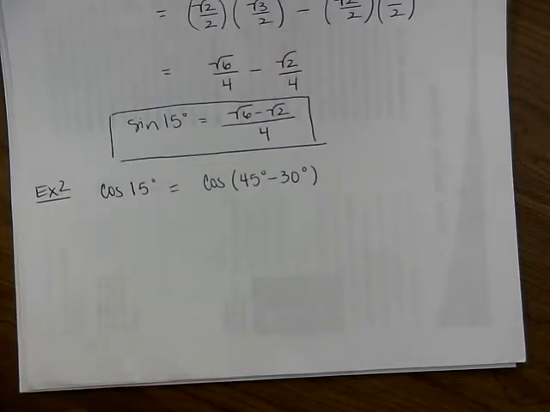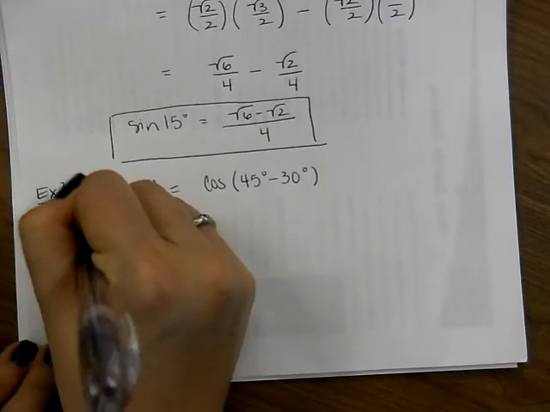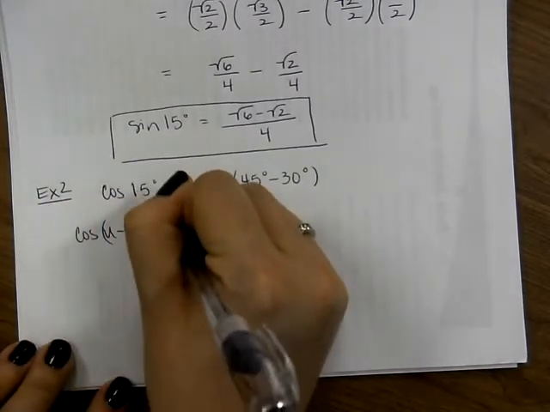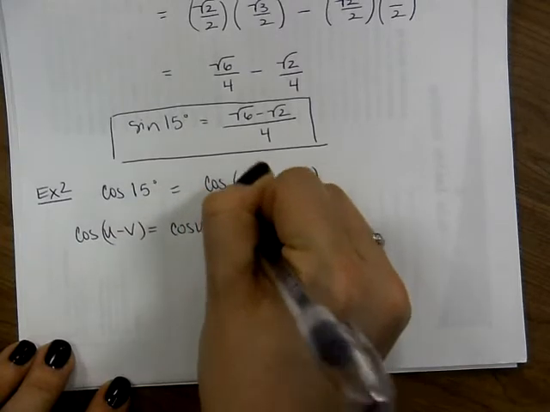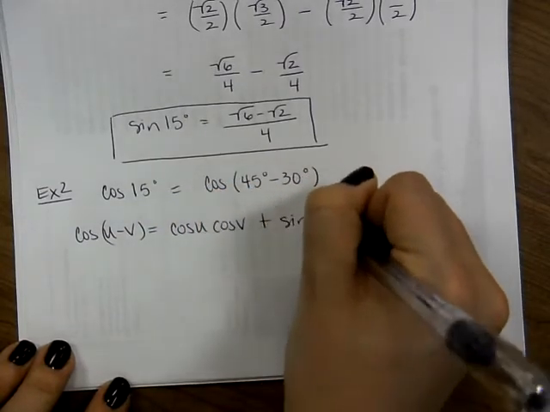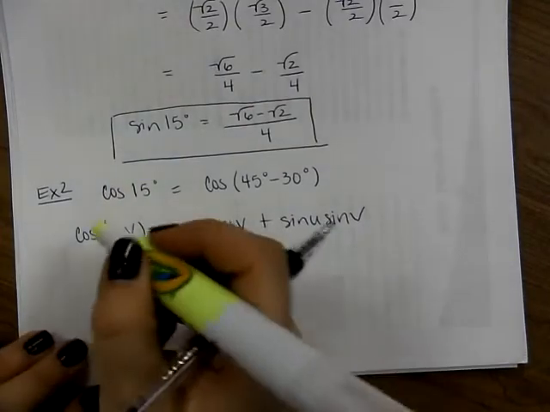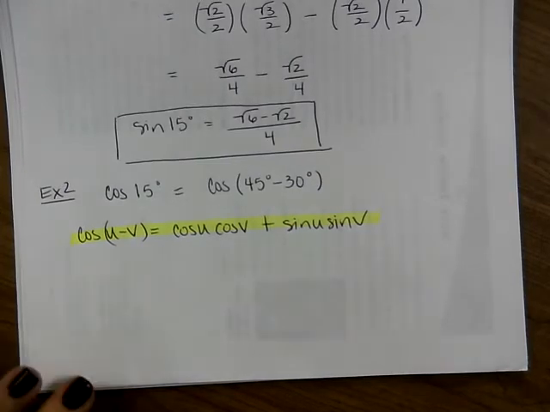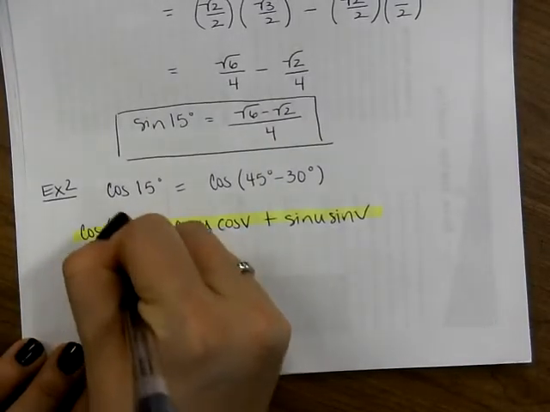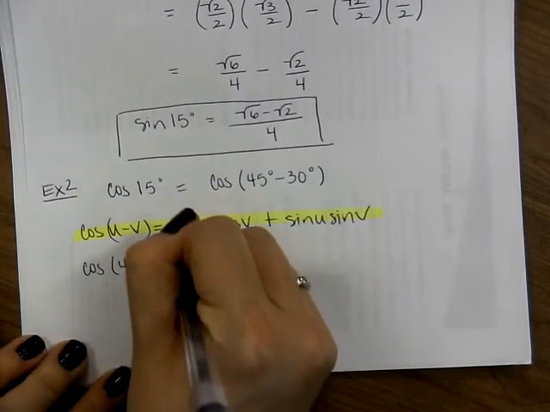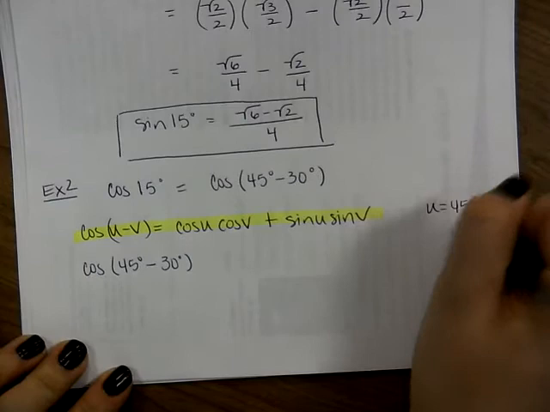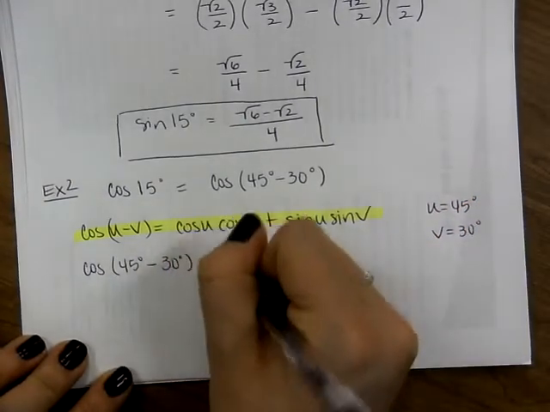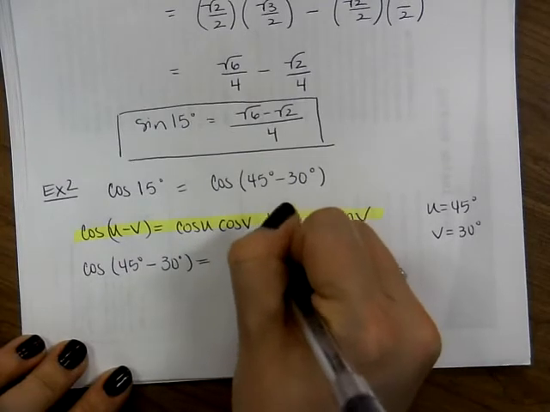So look on your formula sheet. Which one would you use? Cosine of u minus v. Everyone agree with that? So the cosine of u minus v is the cosine u cosine v plus the sine of u times the sine of v. And now we plug it all in. In this case, again, u is 45 degrees and v is 30 degrees. So you just substitute in your angles.